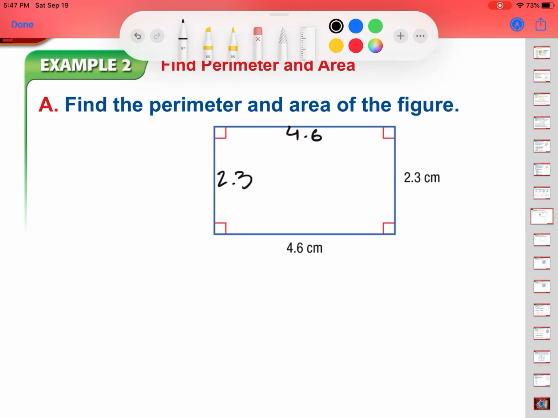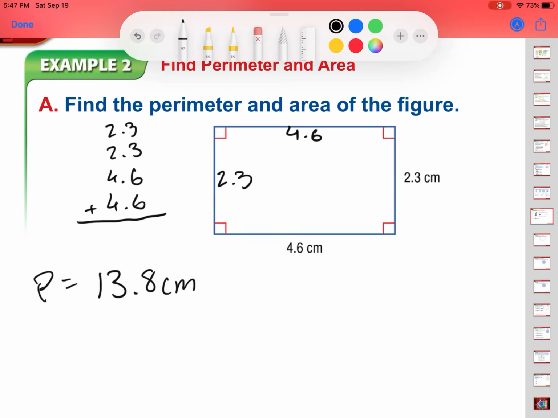12, 13.2. My brain stopped working. 13.8, I believe. So it should be 13.8 centimeters, which we can double check real quick, because 2.3, 2.3, 4.6, 4.6. If we add all those up, we get 8, carry the 1, which makes this 13, carry the decimal down.